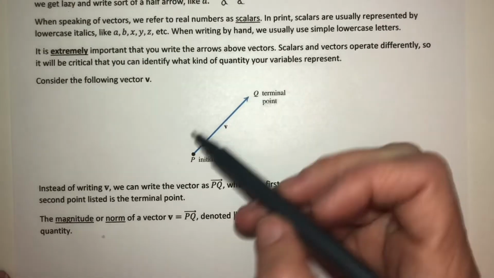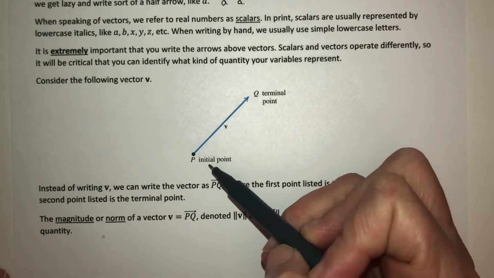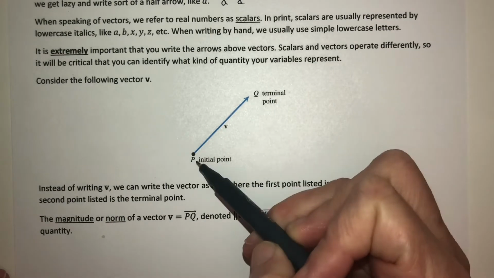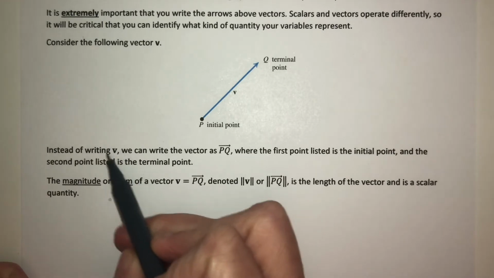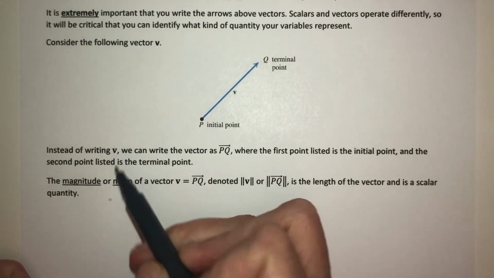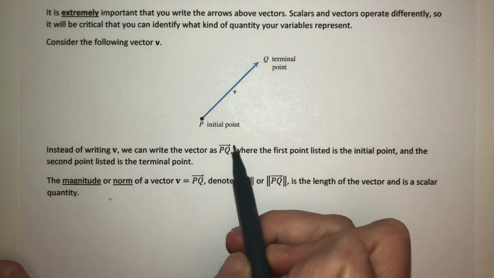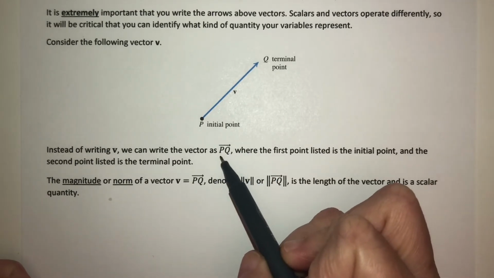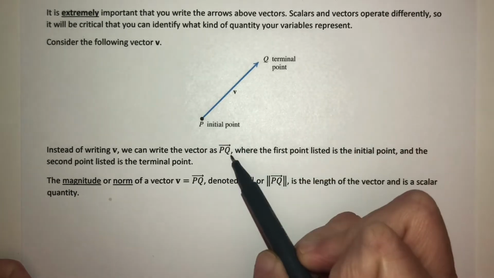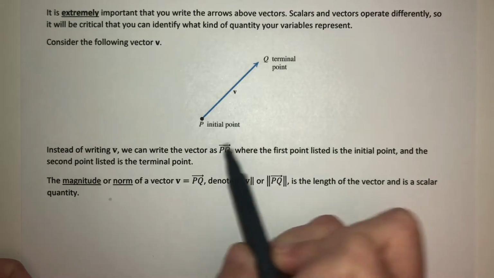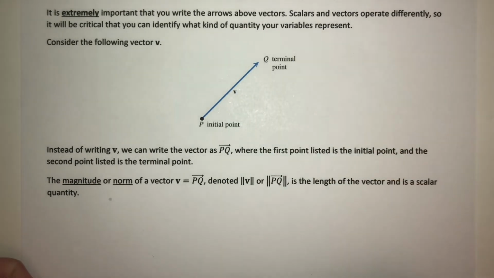Okay, so let's look at this. Let's say P would be our initial point, and Q is our terminal point. Instead of writing just the vector V in boldface, we can write the vector as PQ with an arrow over it. Now, it's important that the first letter refers to the initial point, and then it ends at the terminal point. You're just basically drawing the arrow in the same order.